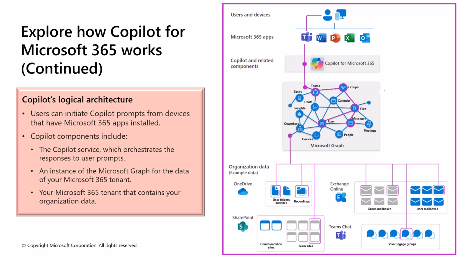Now, if you're still exploring how Microsoft 365 Copilot works, on the right-hand side here we can see the logical architecture of Copilot. It starts with a user interacting with a desktop or a laptop, whatever, then using any of these Office applications, be it Microsoft Teams, Word, PowerPoint, Excel, or Outlook. Now Copilot is here with every related component.